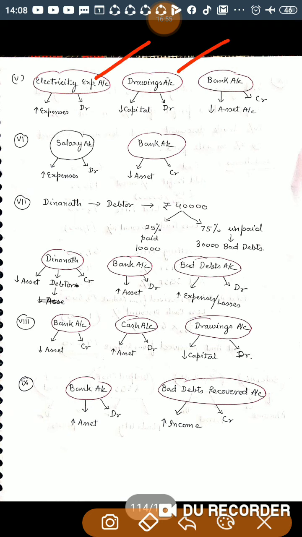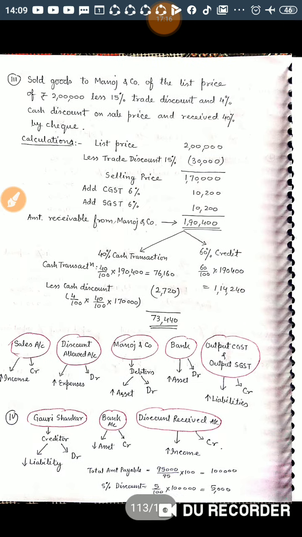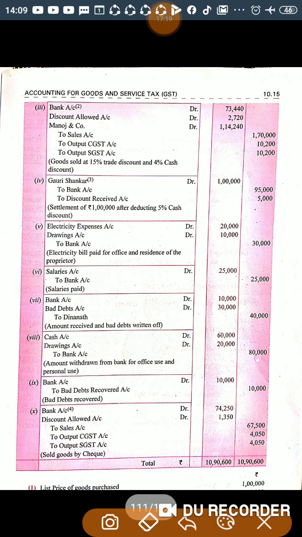Electricity expenses, drawings, and bank, because we are making payment through check. Electricity is an expense, it is increasing in the business, so it should be debited. Drawings is a decrease in capital, so it should be debited. And bank is an asset which is decreasing, so it should be credited. So the journal entry will be electricity expenses debited with 20,000, drawings account debited with 10,000, to bank 30,000. So electricity bill paid for office and residence of the proprietor.